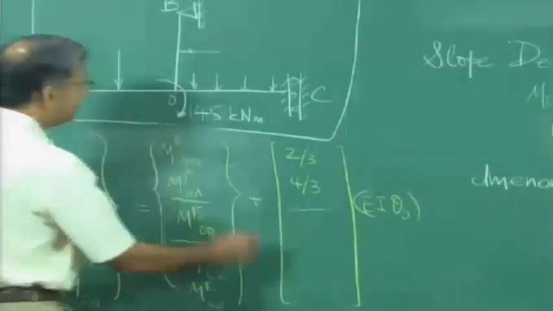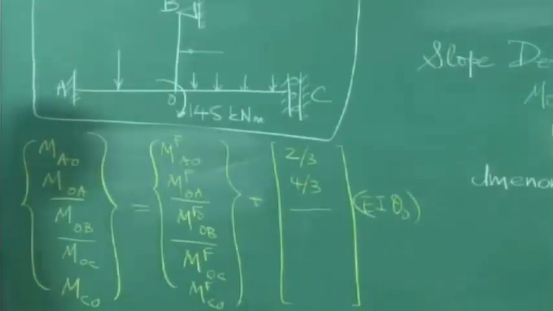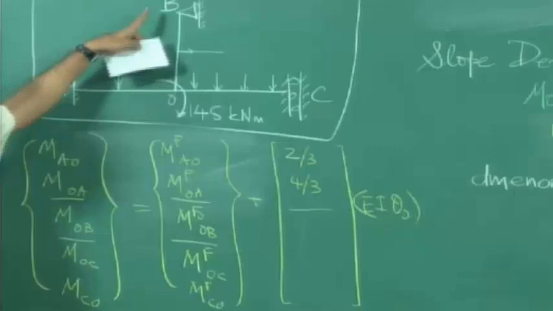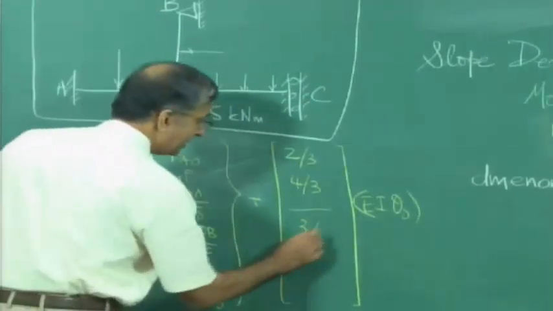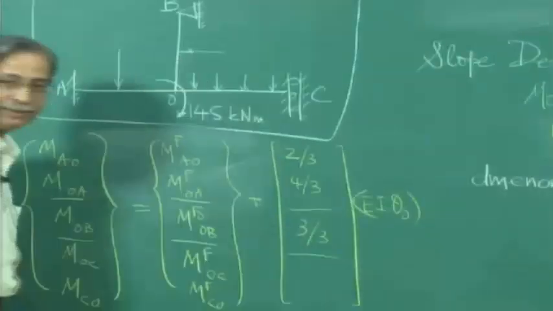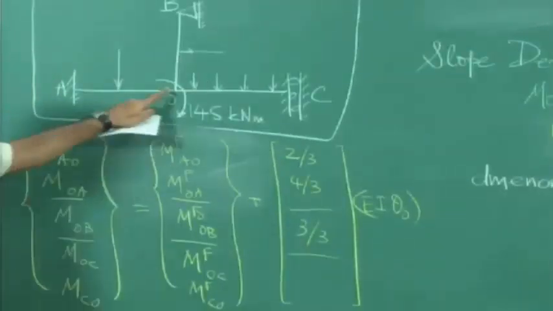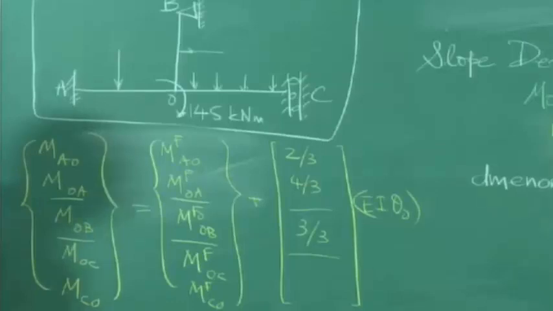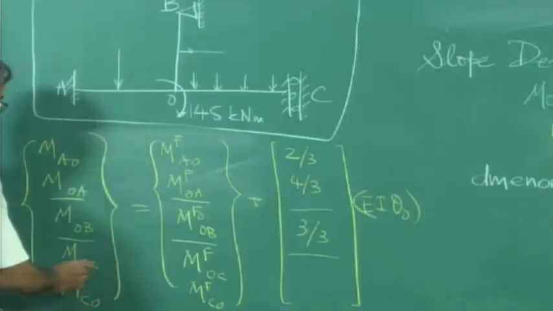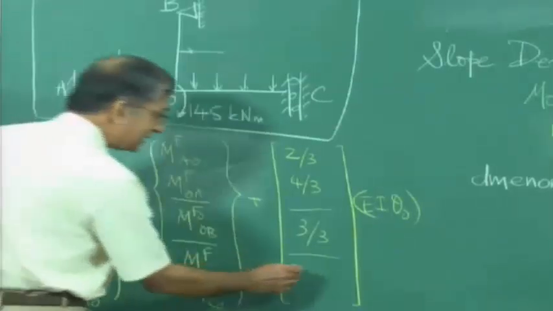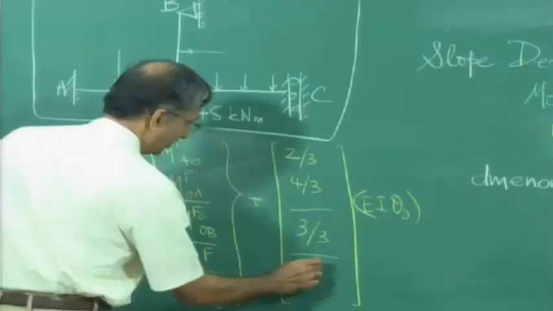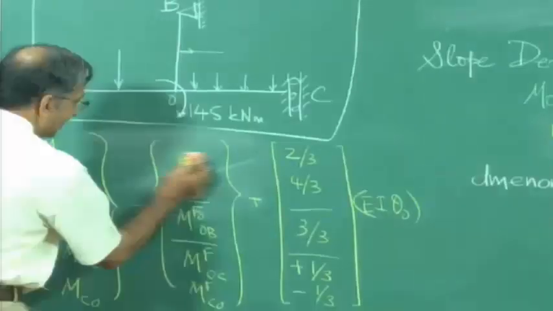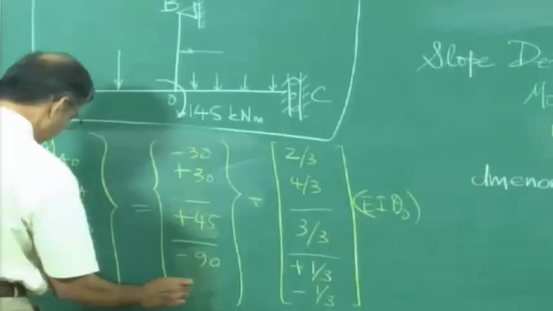Next you take MOB. What should it be? For MOB, the far end is a hinge. So it will be 3 EI by L. So it will be 3 by 3, or 1. And when this is a guided fixed support, what should it be? MOC is MF OC plus EI by L, which will be 1 by 3. And the other one will be 80 kilonewton.